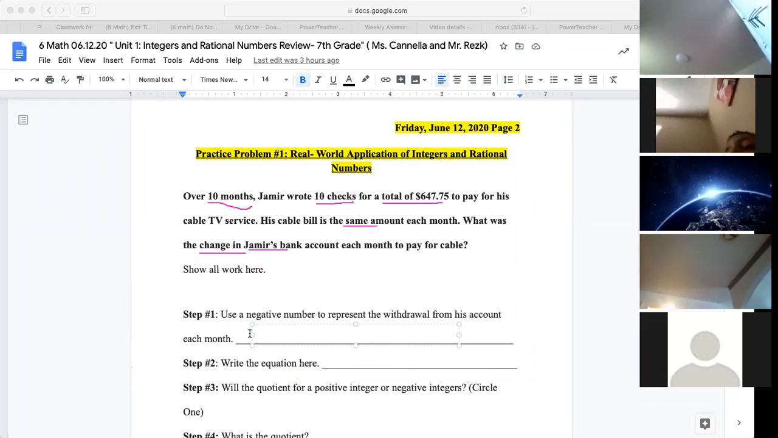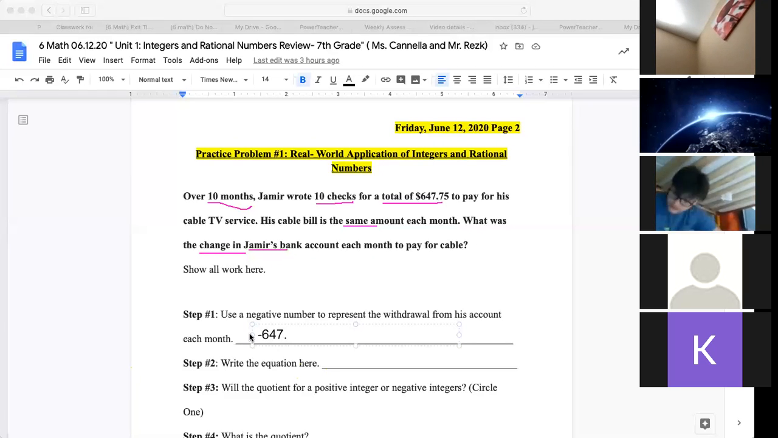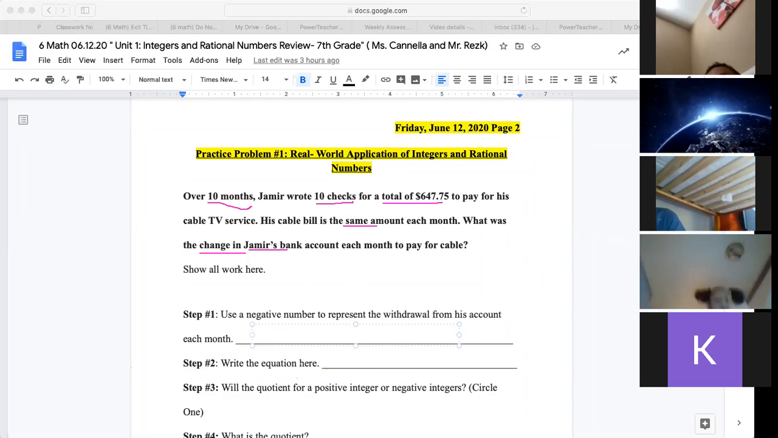All right. So, Kayeja, 10 checks is how much money? What's the total for 10 checks? $647.75. Right. Now, if it's a total amount and we're paying it each month, would that be a positive or negative number?